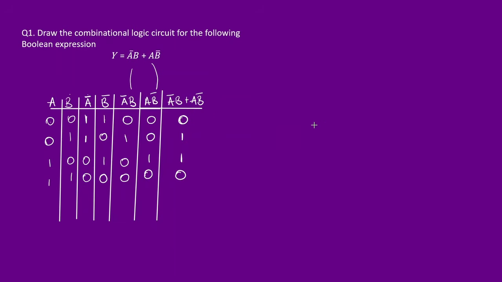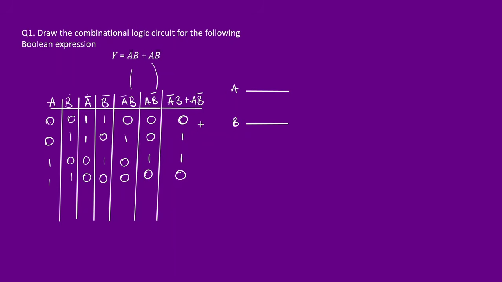So to draw the combinational logic circuits, I assume we're confident now from what we did in the first question. Okay, we have A over here, and we have B over here. Draw the combinational circuit for the following expression: Y is equal to not AB or A not B.